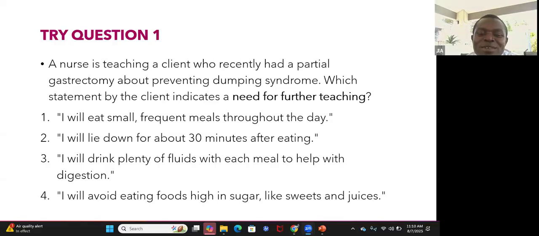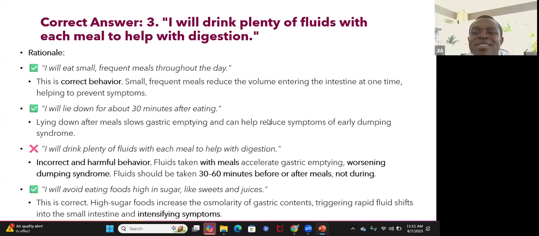I will drink plenty of fluids with each meal, look at the ending, to help with digestion. So if, let's say, you don't know what it's about, you might think that to help with digestion is, after all, what we want to take place. So the last part is appealing, but the beginning part is not. So that is correct, and that's the rationale. Okay.